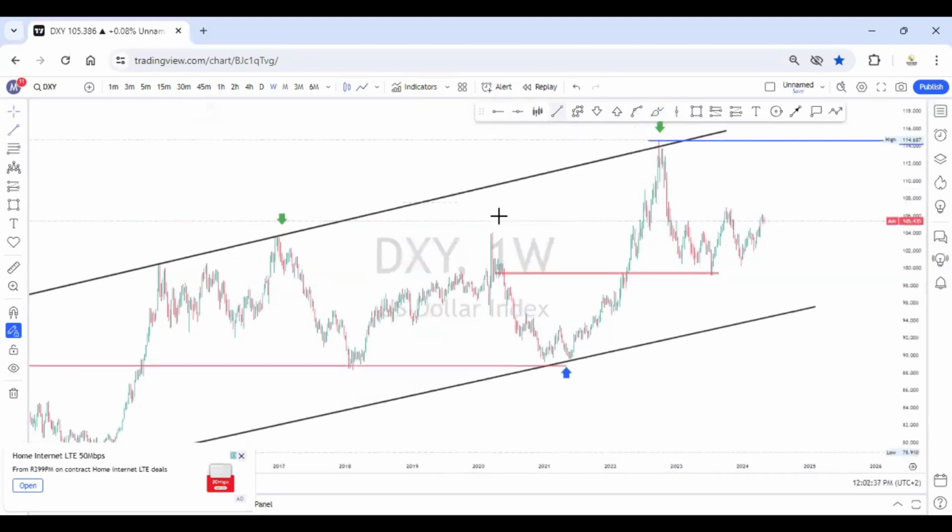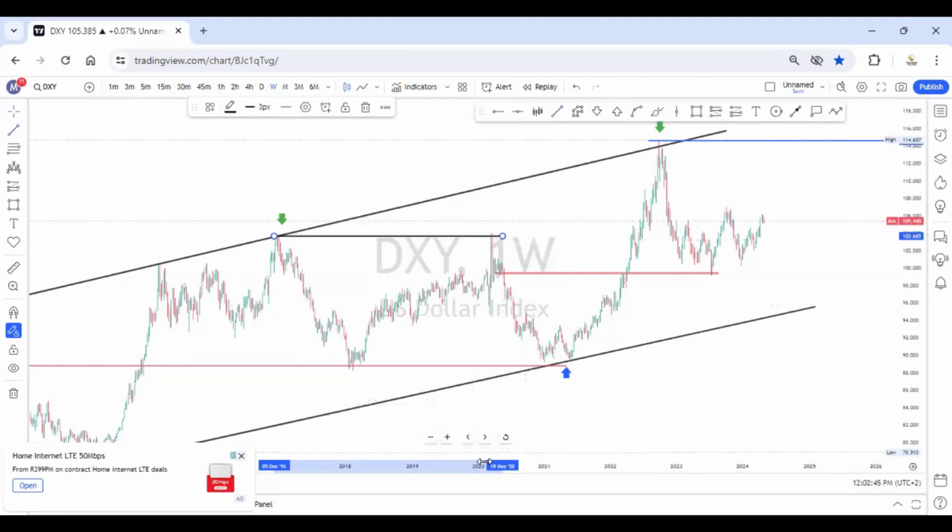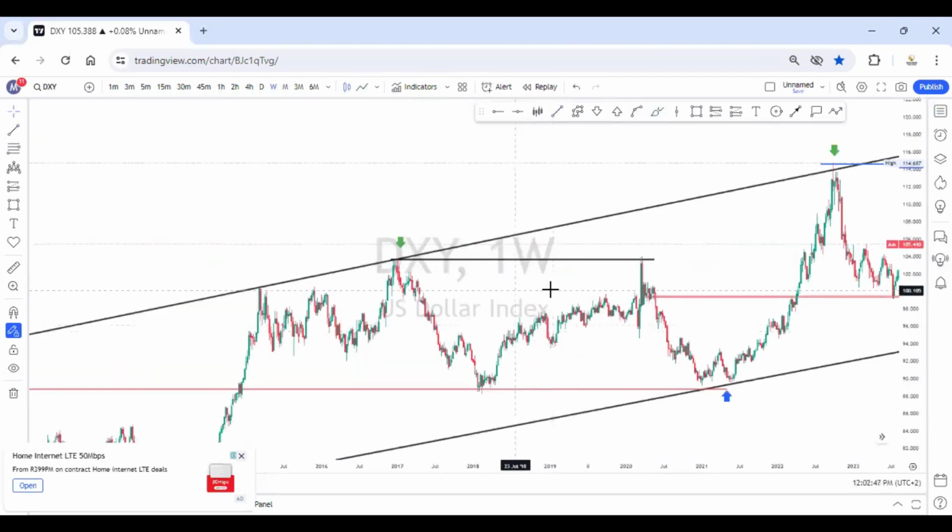Right now, for us to bounce here, we can understand the reason why we find ourselves bouncing from this level: because each and every time the market respects this level here.